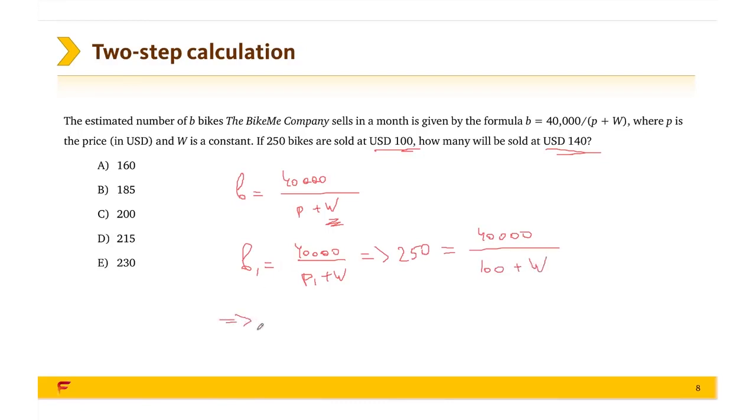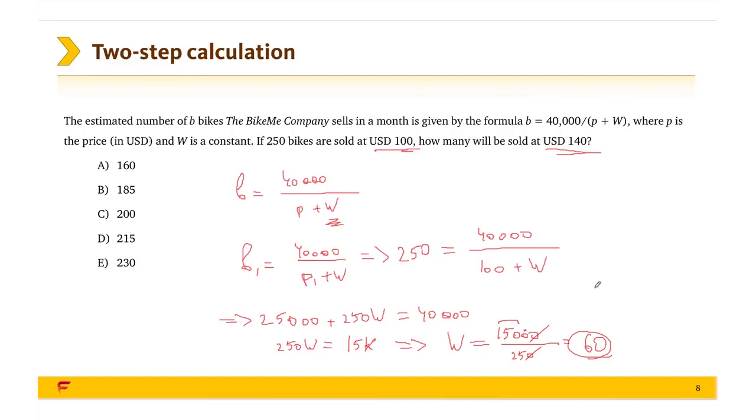So from here, we can conclude that 25K plus 25W equals 40K. So 250W equals 15K. That means W is 15K over 250. So we can get rid of zeros. And then 150 divided by 25 is 6. And then add the missing zero, which is 60. So W is 60.